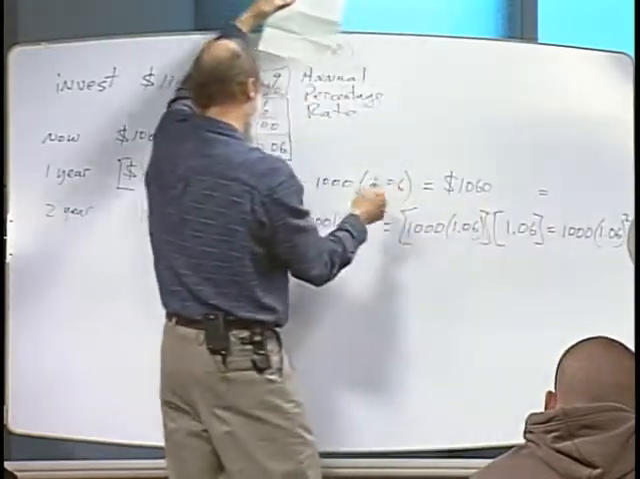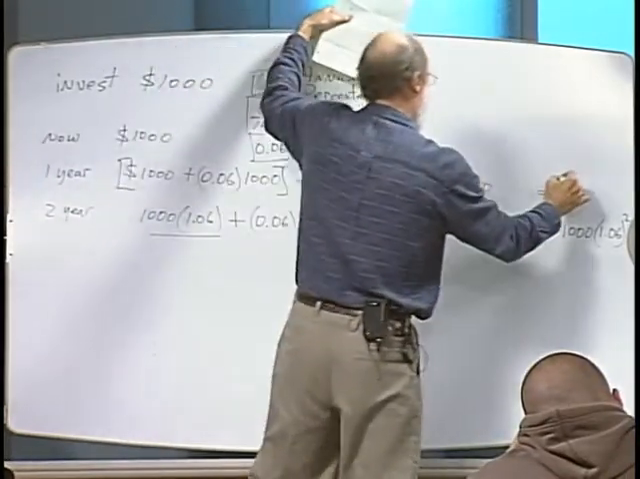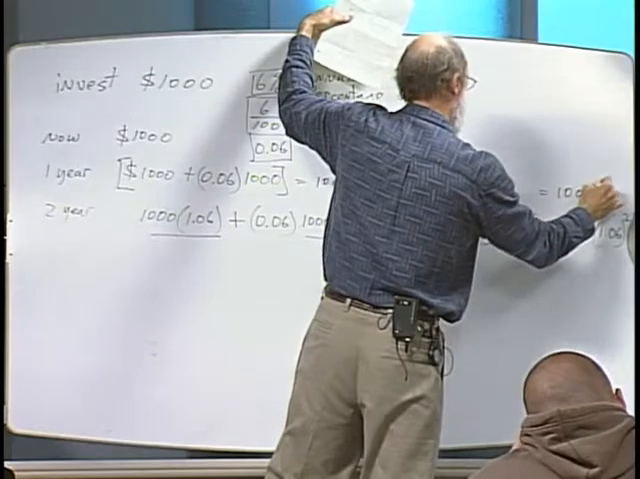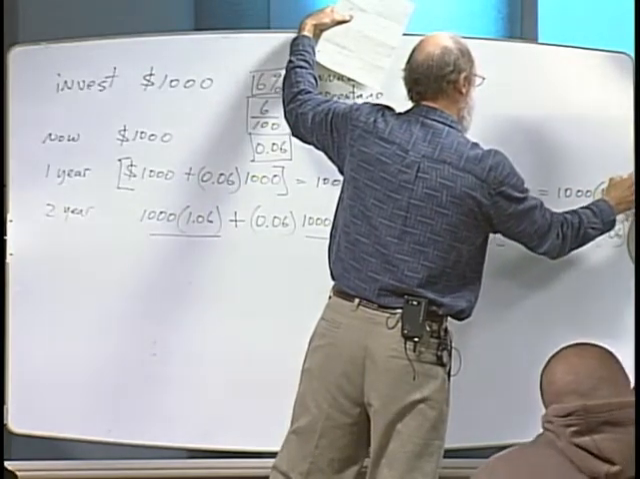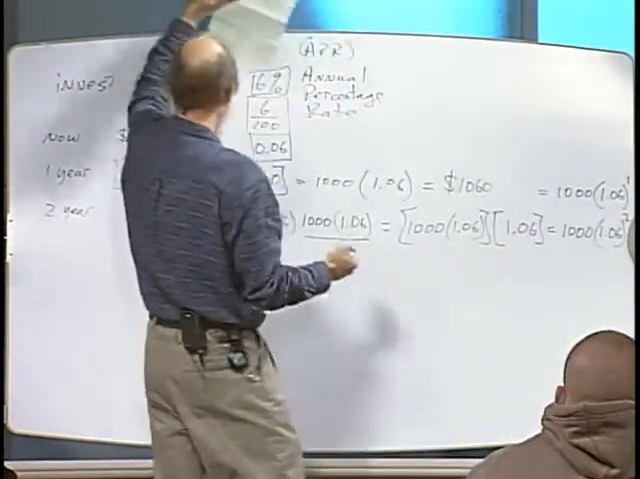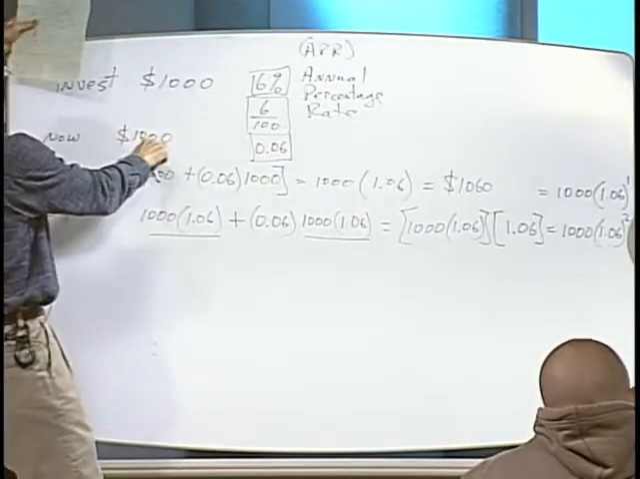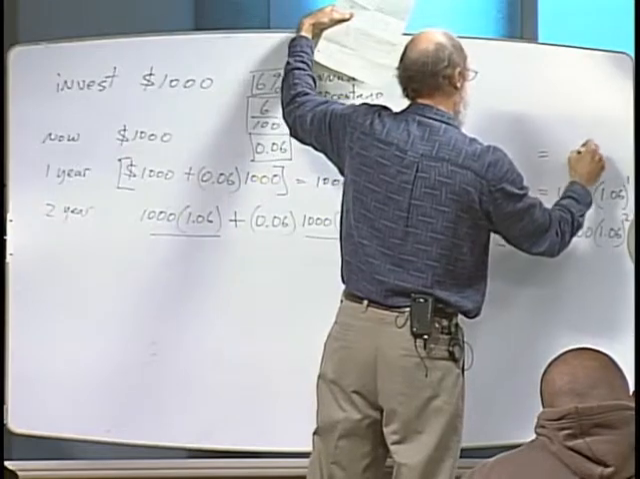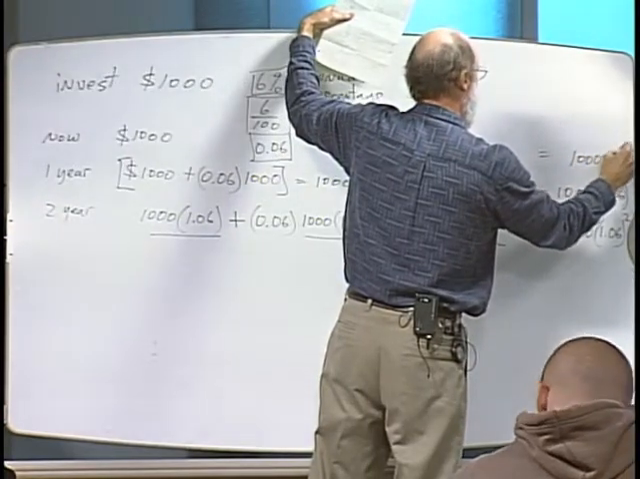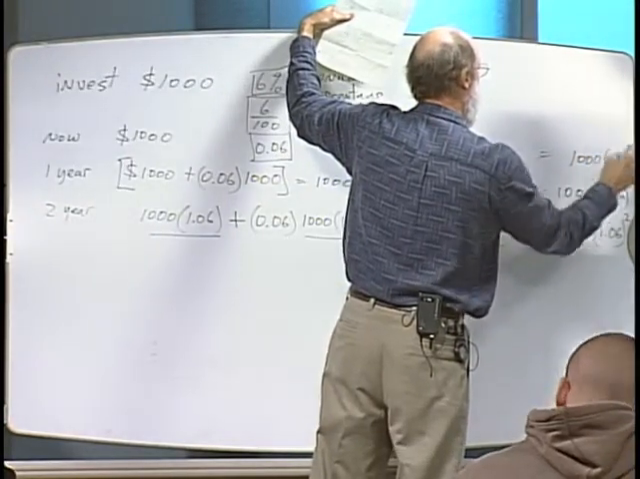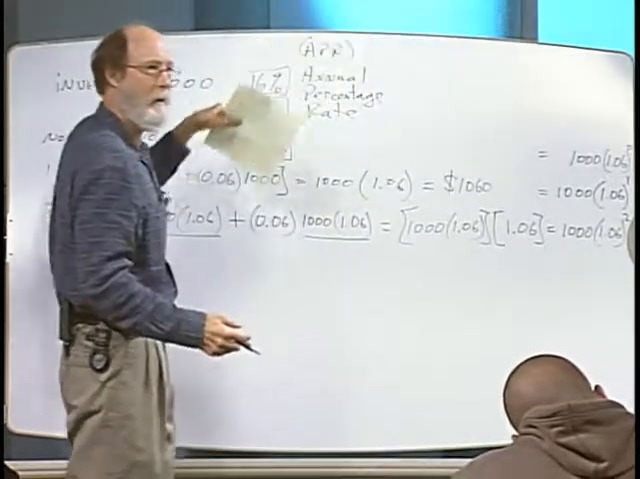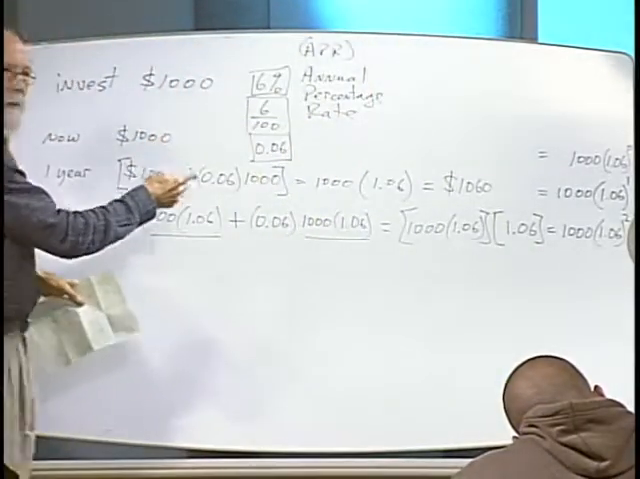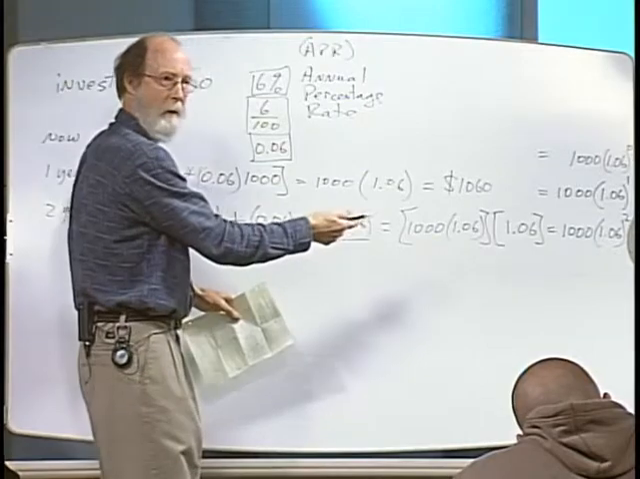After that first year, we have 1,000 times the 1.06 to the 1 power. And initially, when we first started, we just had our $1,000, but we could put 1.06 raised to the 0 right there. So everybody see that we have an exponential model?